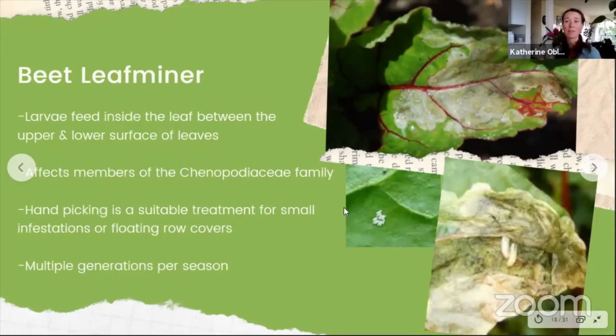They affect members of the Chenopodiaceae family, which is your beets, spinach, chard, lamb's quarter, quinoa. It will affect dock as well, and sorrel. So it's an interesting insect. If it's a small infestation, it won't wreak too much havoc.